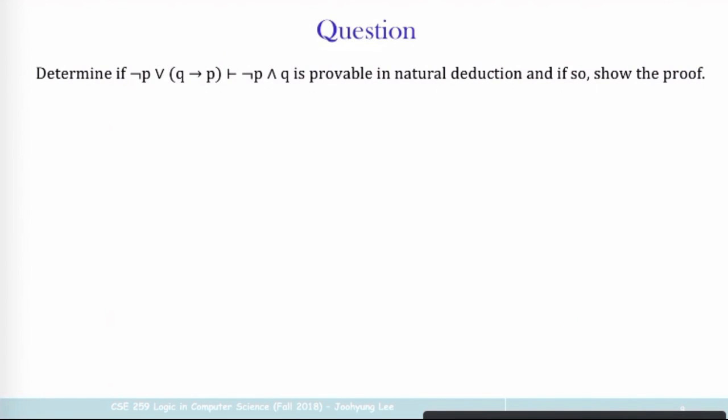Here's a question that we want to consider. I give you this sequence, which is not P or Q implies P derives not P and Q. I'm asking you to check whether this is provable in natural deduction, and if so, show the proof. Anyone can do this? If you can show this convincing proof, I will give A plus immediately. So show the proof.